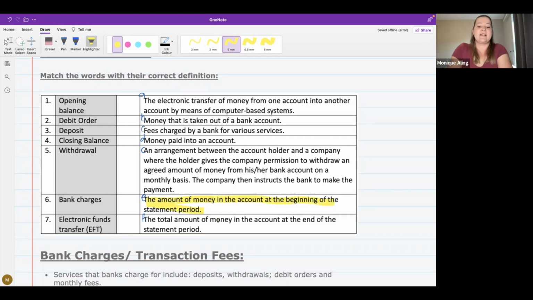For opening balance, the amount of money in the account at the beginning of the statement period. That is your opening balance. That is letter E. So you would put E in the block there. You are welcome to take a screenshot, maybe at the end, once you've got all the answers in. For now, you can just work on matching the columns. I'll give you 2 minutes to do so.